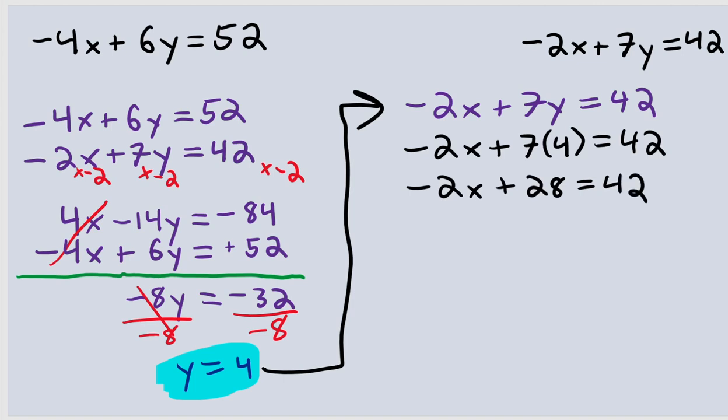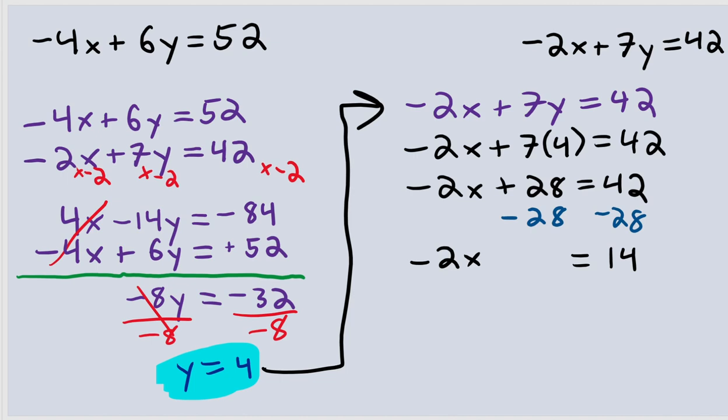I want to solve this equation now. Alright, let me start by getting rid of that 28. So I'm going to subtract 28 on one side, have to do the exact same thing on the other side, and I'm left with negative 2x equals 14. Okay, now I'm nearly done, but not quite.